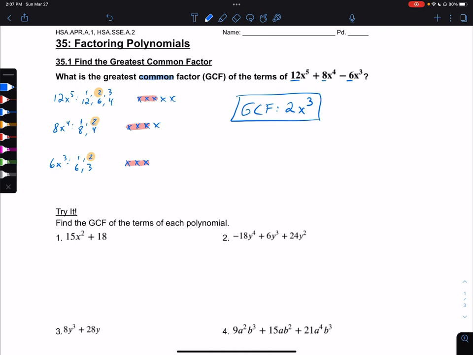It is possible to not have a greatest common factor. If they don't have anything else in common, you would just use 1 as the greatest common factor. And it is possible to have numbers and not variables, or variables and not numbers other than the number 1. All right, so practice that and you should get the hang of it pretty quickly.